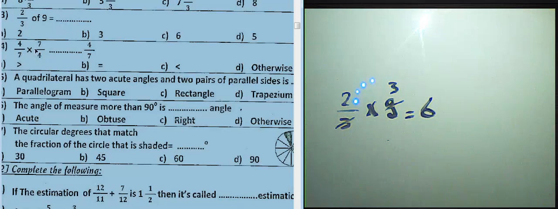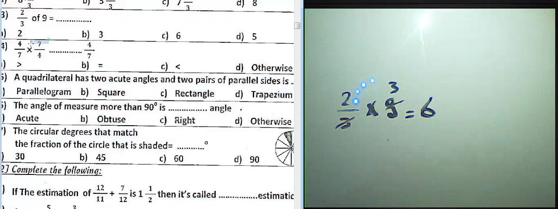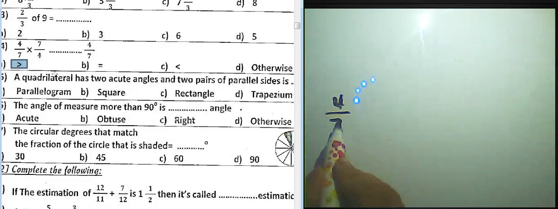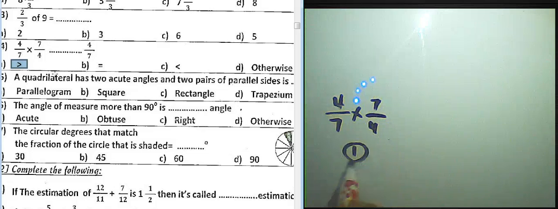Question 4. 4/7 times 7/4 compared with 4/7. We know 4/7 multiplied by 7/4 equals 1, because 7/4 is the multiplicative inverse of 4/7. The result would be 1 compared with 4/7, and 1 is greater than 4/7. So we must choose the sign greater than. Choose letter A.